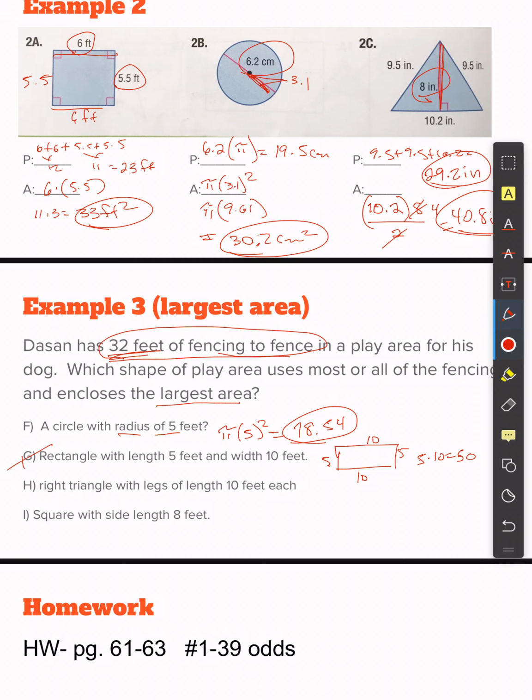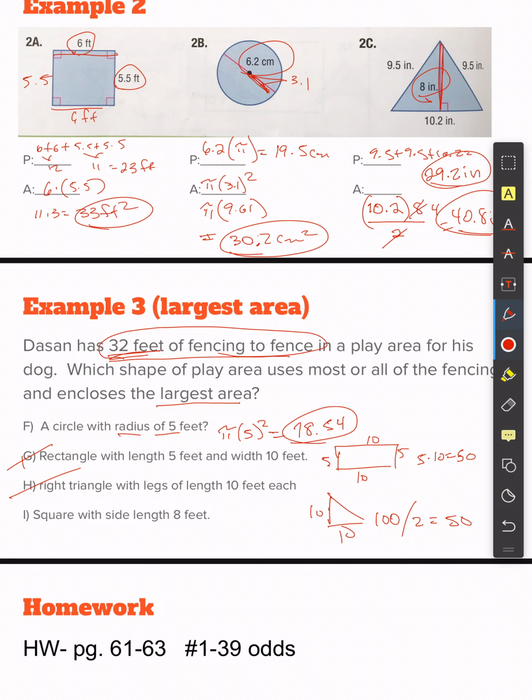Then we have a right triangle with legs of length 10 feet each. So this is 10, this is 10. So this would be 10 times 10, which is 100. 100 divided by 2. Base times height divided by 2. That gives me 50 as well. Okay. And let's check the last one here.